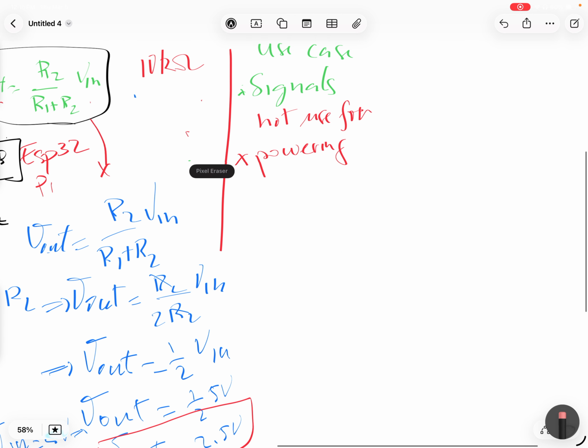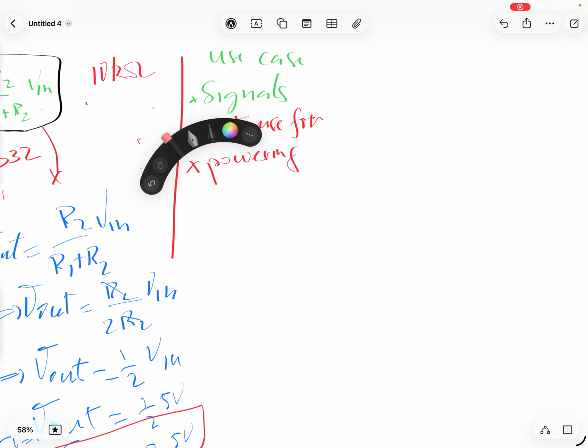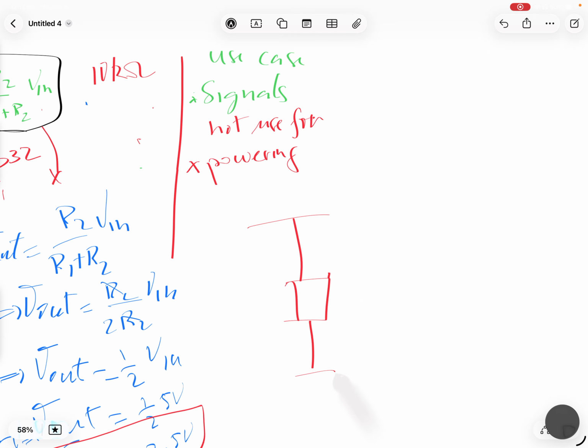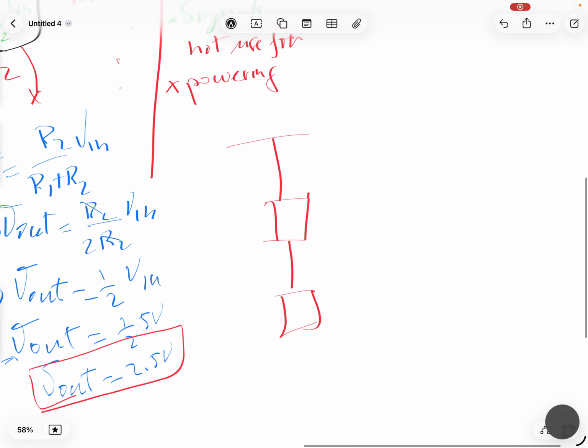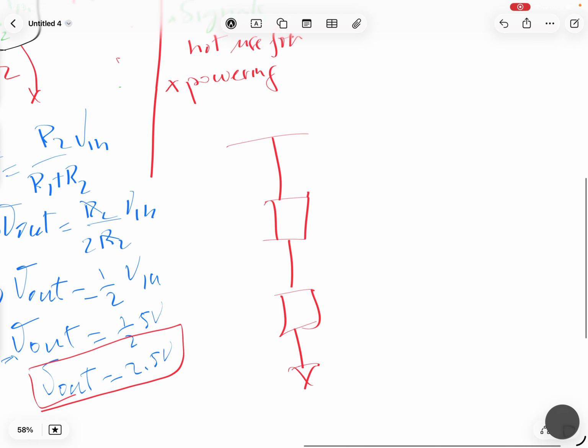Let me redraw this one right here. Okay, we have a resistor here, another one down here, and then we have a ground right here. We have the 5 volts coming in, and then we have a V out, just like that. Let's say the device you're trying to power with this output has some resistor to it. Let's say it has some resistor in it.